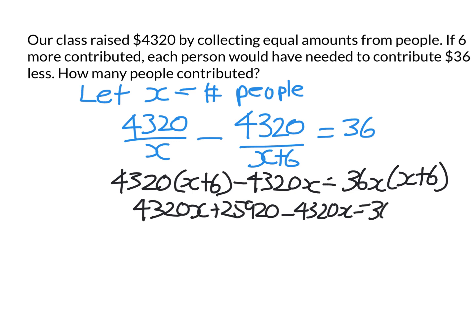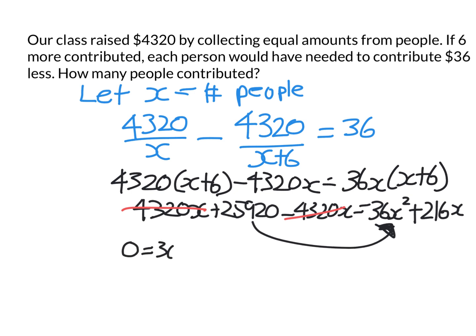Expanding the brackets on both left and right-hand side of the equal sign. So 36x times x is 36x squared, and then 36x times 6. Okay, the 4320x and negative 4320x cancel out. I can get this to the right-hand side by subtracting. That's what I want. I need one side equal to 0. So I'll subtract 25,920 from both sides. So I get 0 equals 36x squared plus 216x minus 25,920. Okay, so we've got one side equal to 0.